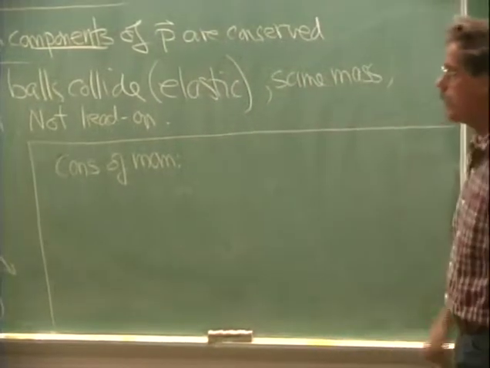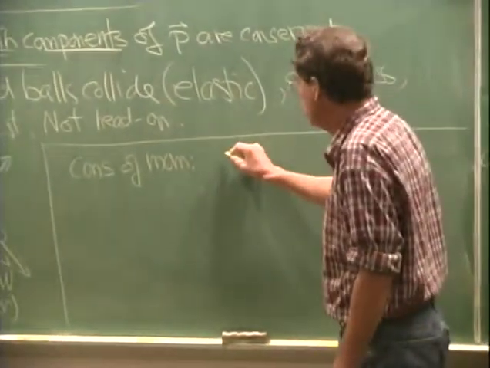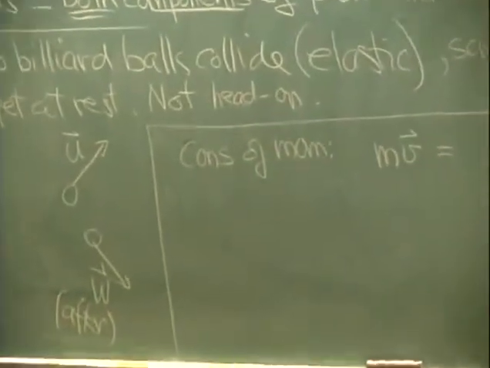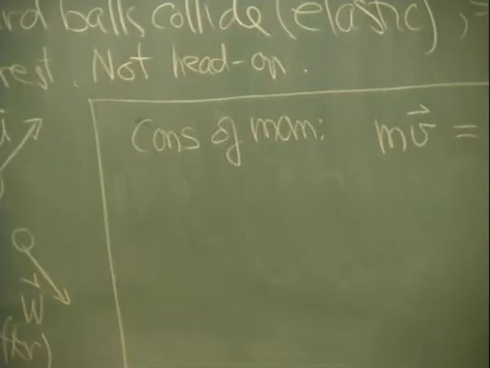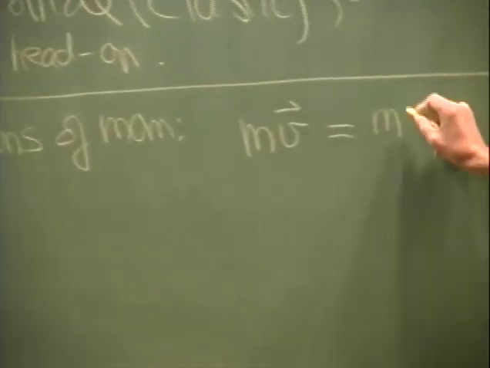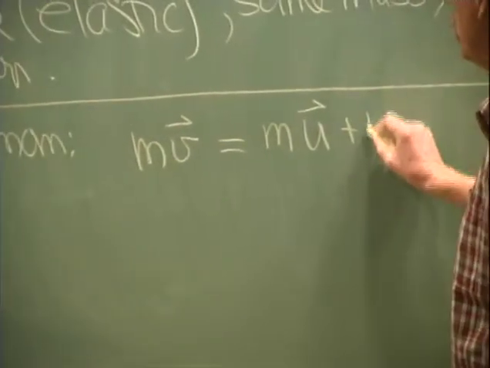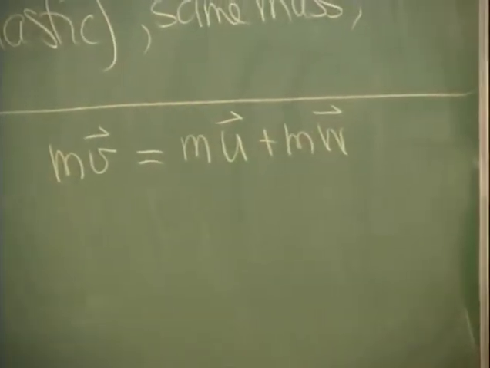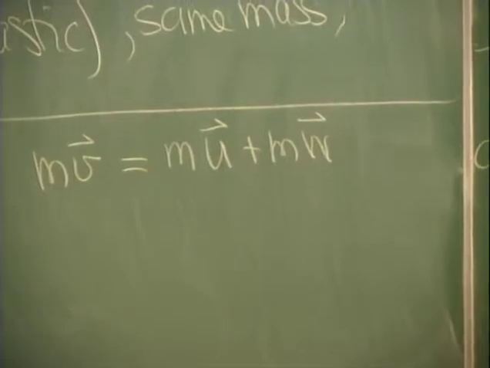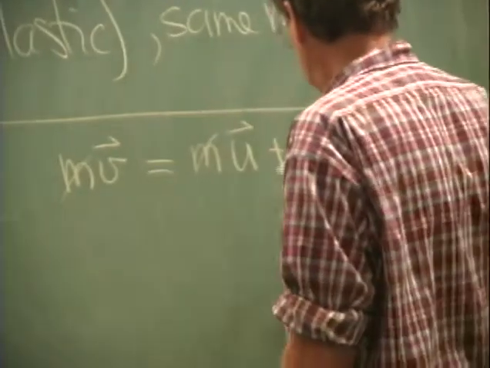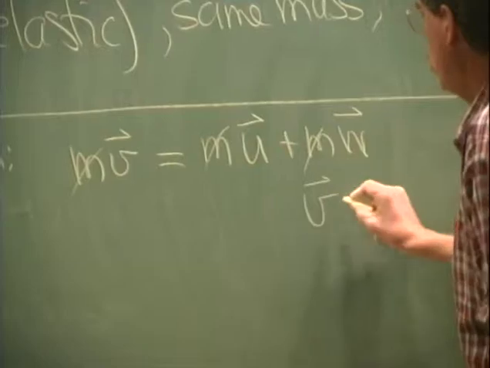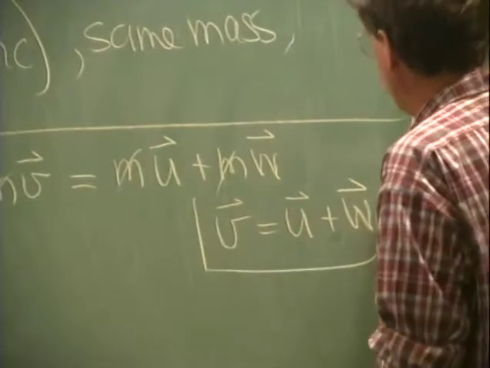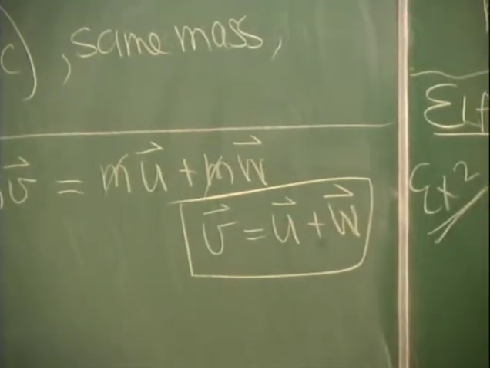The initial momentum, now in two dimensions, a vector, m v, is equal to the sum of the momenta afterwards: m times u, the vector, plus m times w, the vector. How about I cancel those m's? v is equal to u plus w, as vectors. That's what conservation of momentum says.